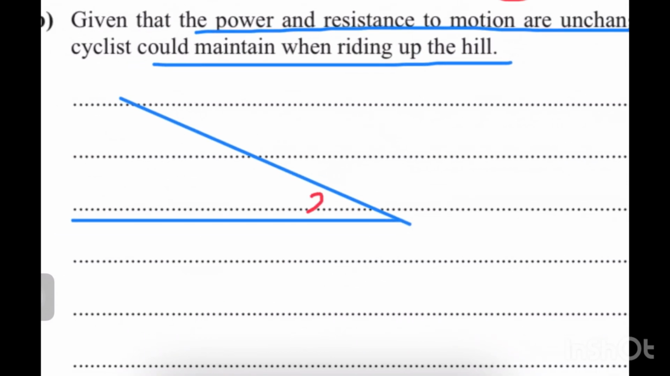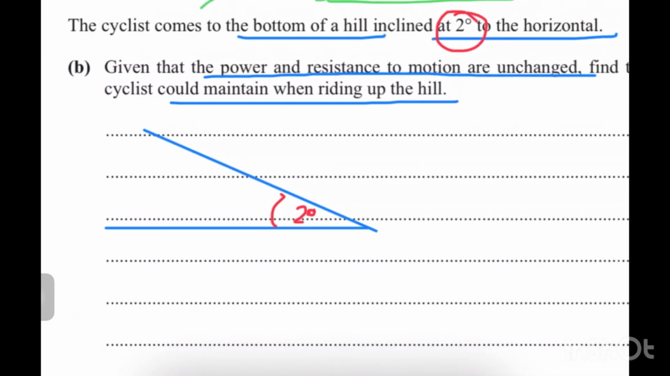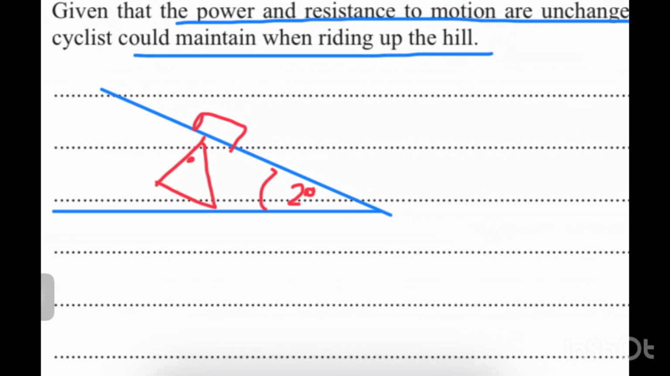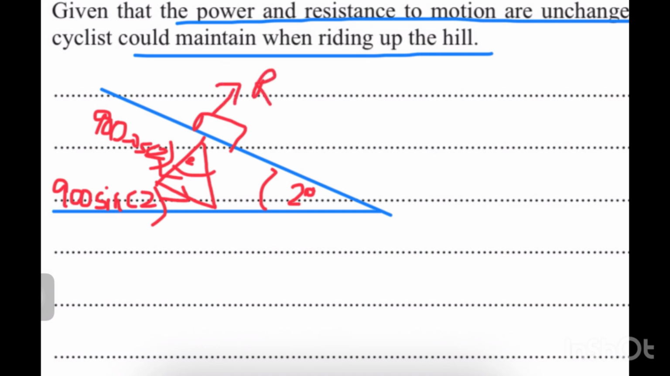It is inclined at 2 degrees over here. So that means this angle is 2 degrees. And it is at the bottom of the hill, so I'll just draw it over here. When we resolve the weight, the angle inside becomes 2 degrees as well, and the downward component becomes 900 cos 2, and the rightward component becomes 900 sin 2. There is a normal reaction as well.